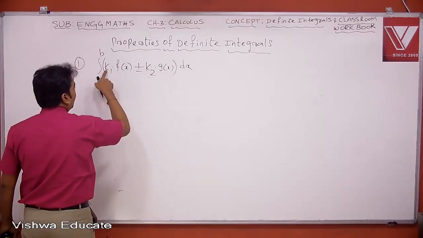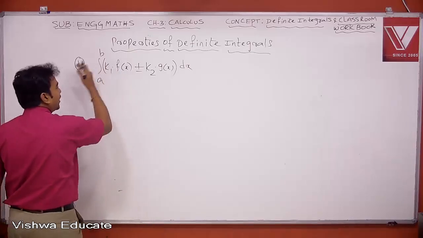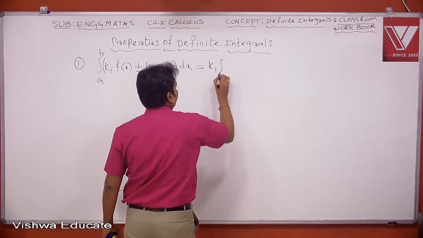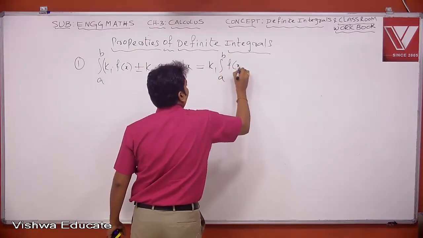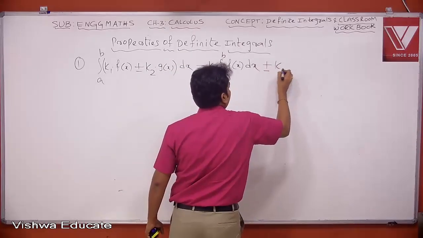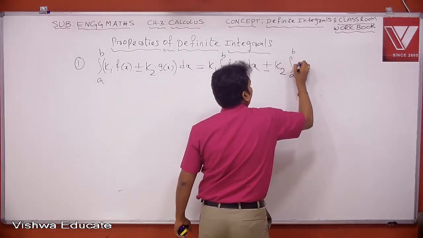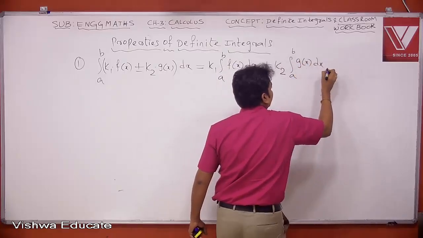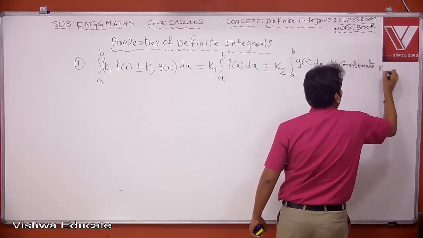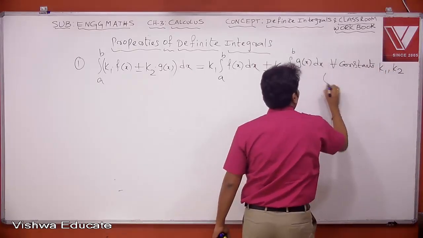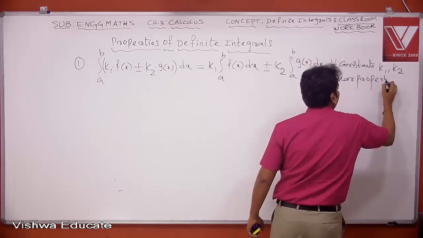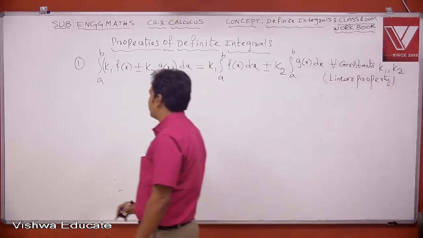Generally, when functions are multiplied with constants during integration, they can be taken outside the integral. They do not affect integral values. So this is k1 times the integral from a to b of f of x dx. If it is plus, write plus. If it is minus, write minus. Plus or minus k2 into the integral from a to b of g of x dx, for all constants k1, k2. And this property is called the linear property for definite integrals.